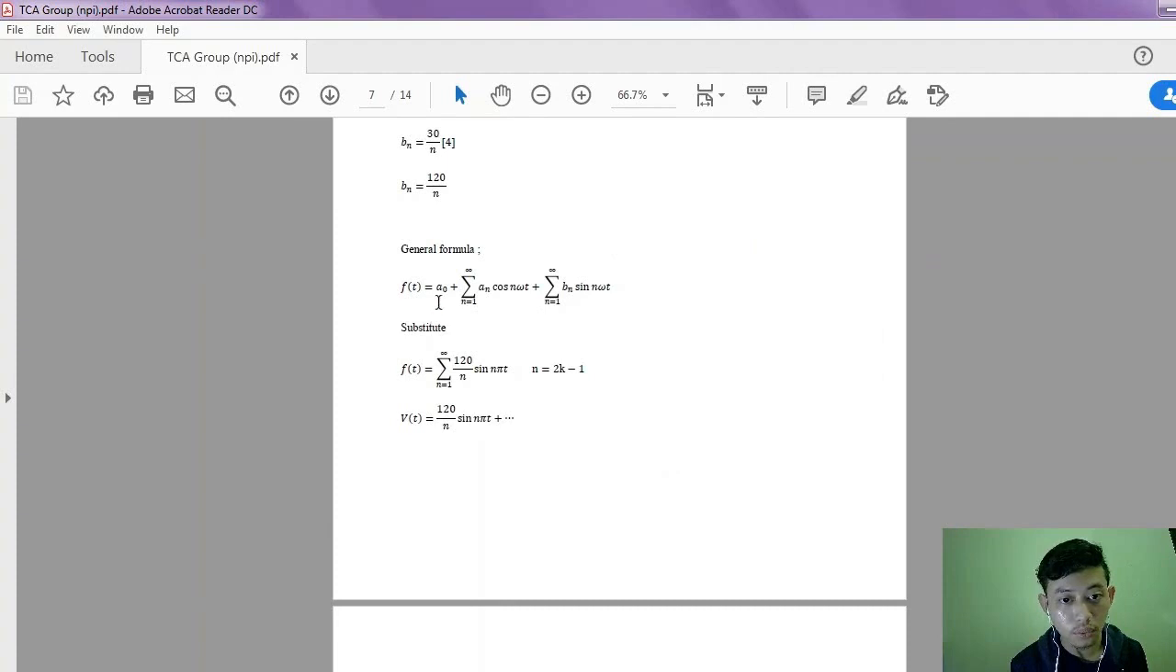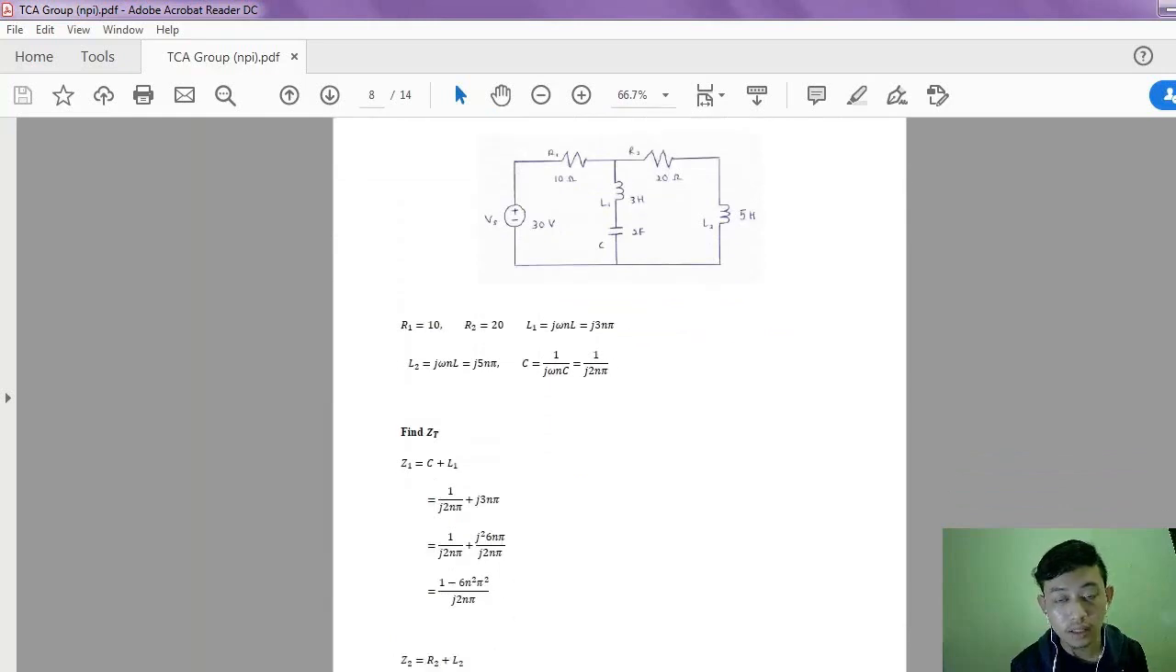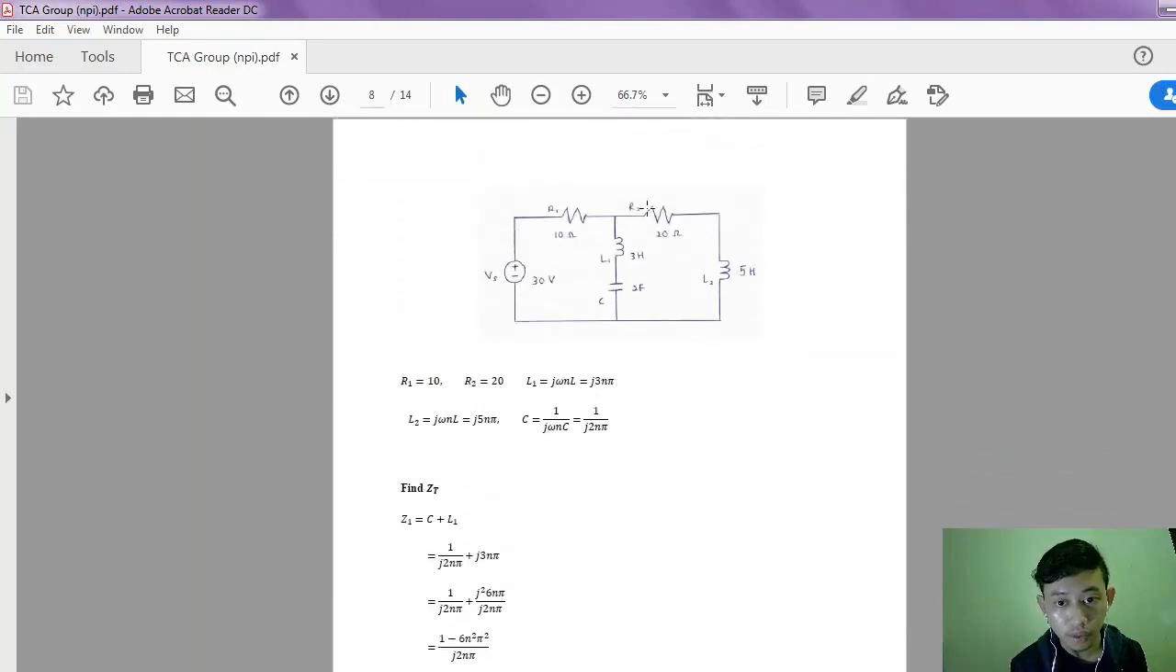What we need to do is just substitute the values that we have obtained. Our A node is 0 and our AN is also 0, so we don't put anything. For BN, we have obtained this value, so we just need to replace it. This is our VS, and after that we jump to our circuit application.